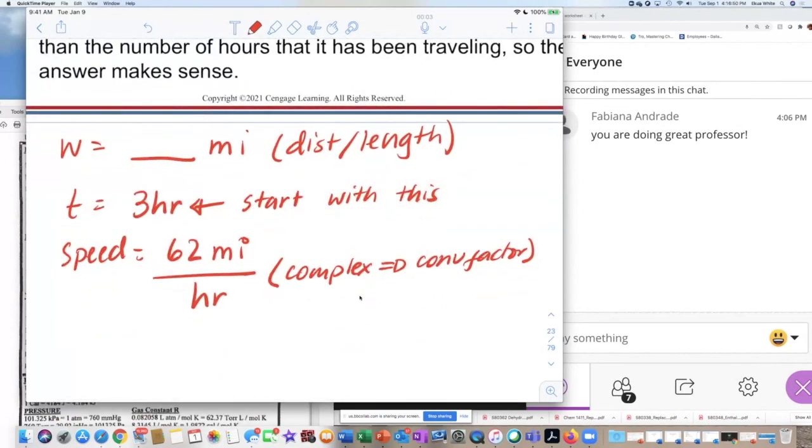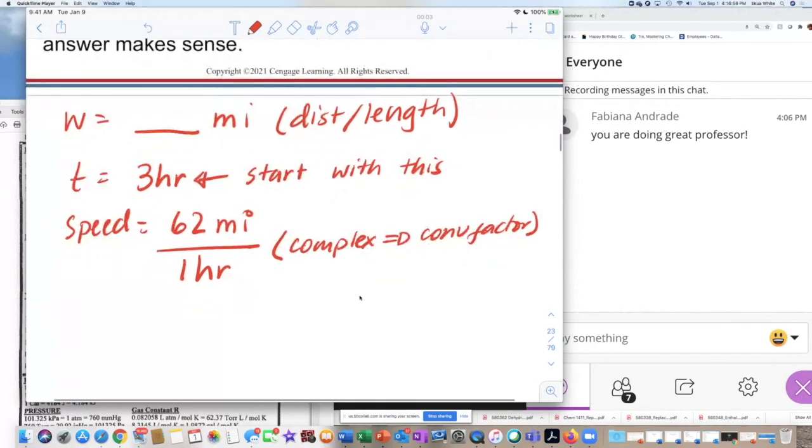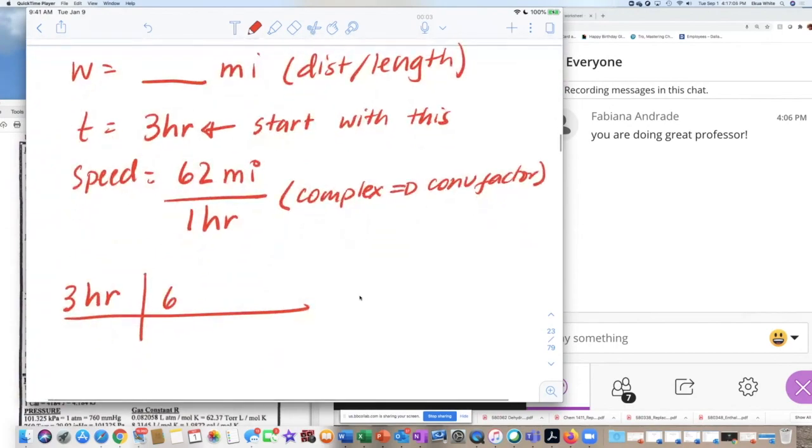So before I do that though, I want to make sure my speed is a full fraction. So I'm going to write 1 here. Then I can start. Okay? Start with my simple number, 3 hours. Use my conversion, 62 miles per 1 hour. Since I use this number, I look at the unit they gave me and see if I can use it next. If I can use it, I'm doing good, right?